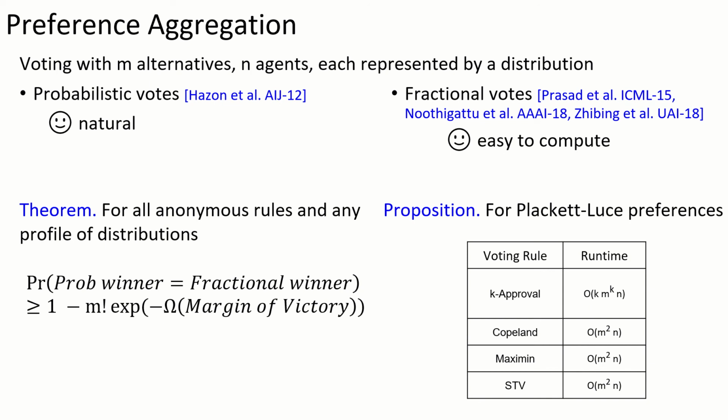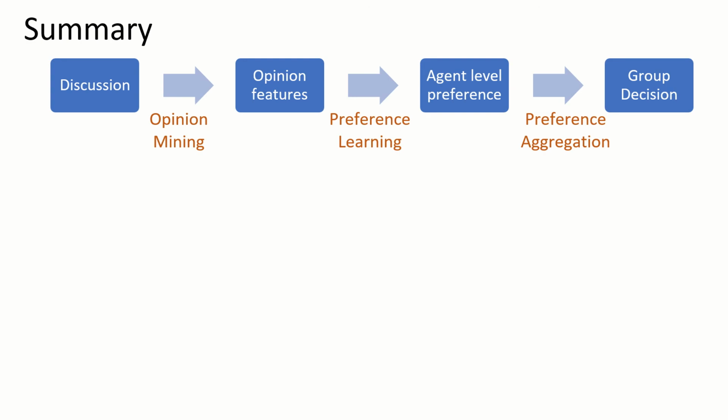And we also have a good property for this fractional winner. For any anonymous rule and any profile of distributions, the probability that this fractional winner is also a probabilistic winner is rather high when we have a moderate margin of victory. So this positive result gives us hope that our fractional aggregation scheme is actually a good idea.